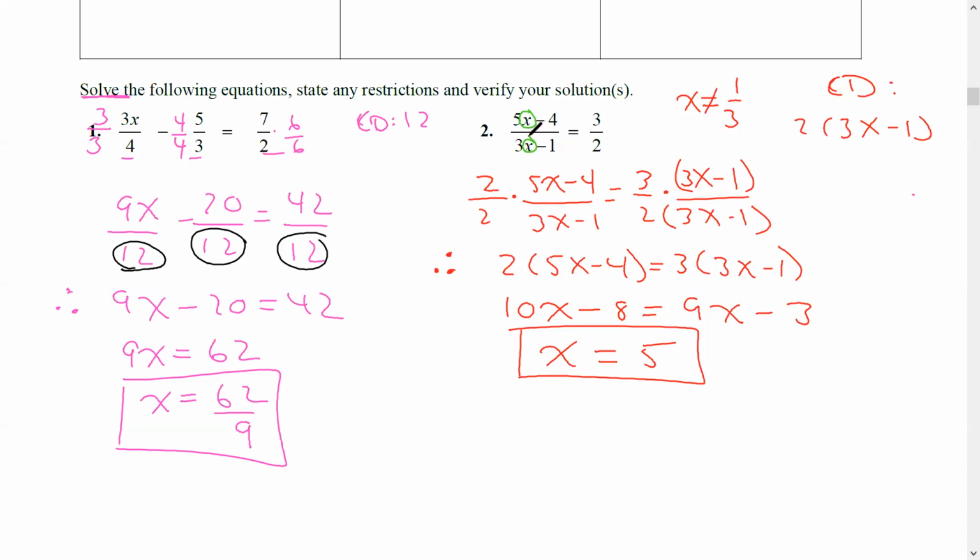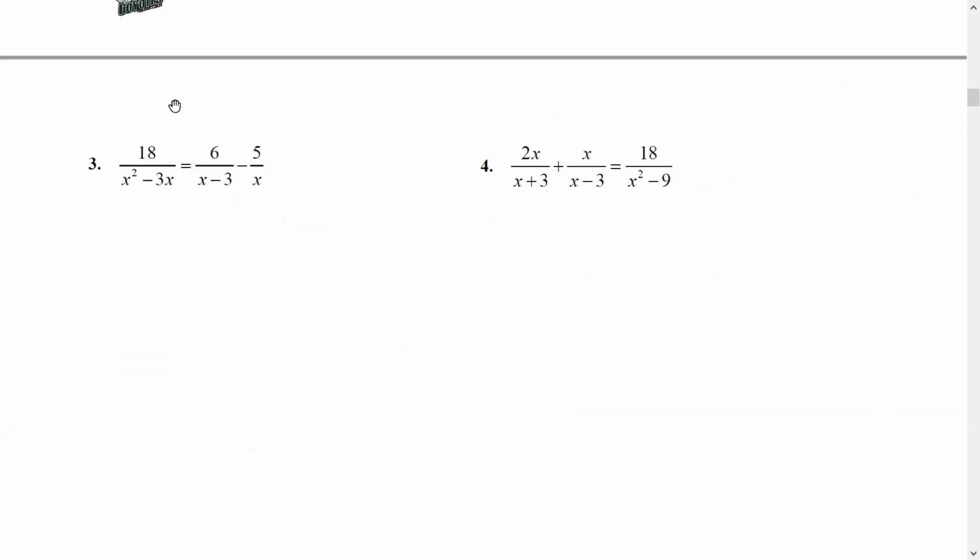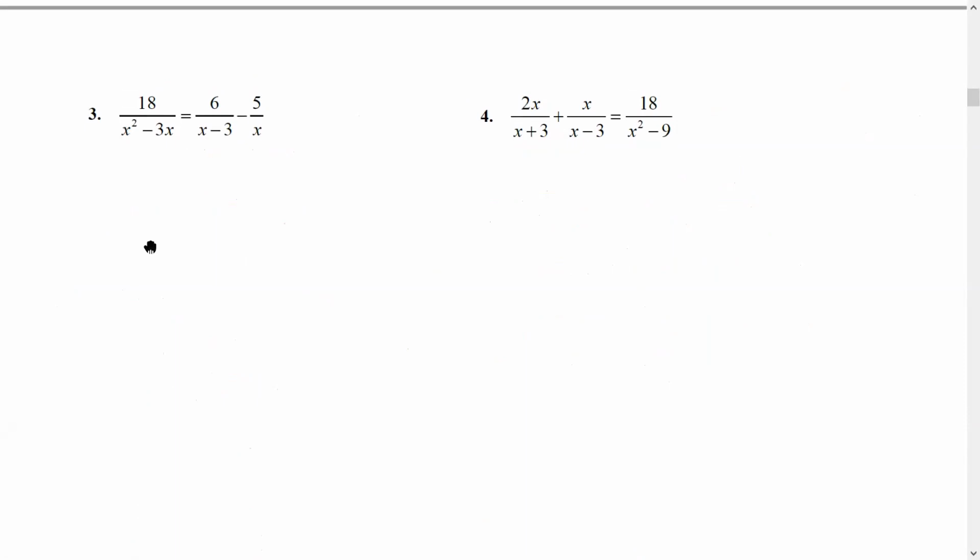Question 2, now we're starting to get into some grade 12 stuff. 30-2 goodness. All right, a couple more to try.